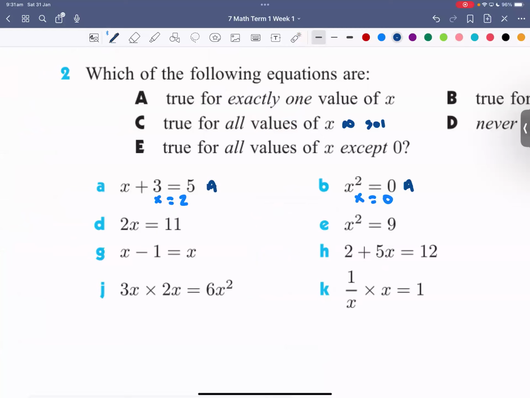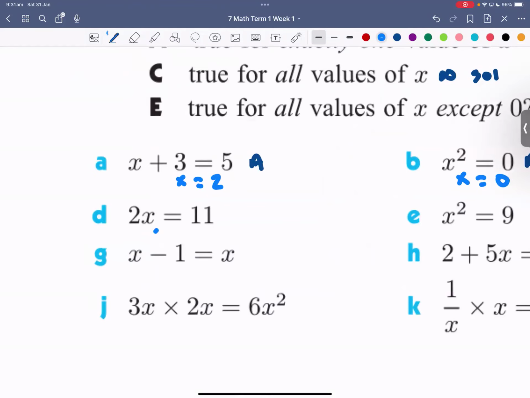2x is 11. 2x equals 11. How many answers are there to that? 1. Yeah, isn't 2 times 5.5 11? Yeah, there is one answer. The answer to this is 5.5, but that's not actually the answer. The answer is A. There is one solution. I don't need the answer. I just want to know how many solutions there are.